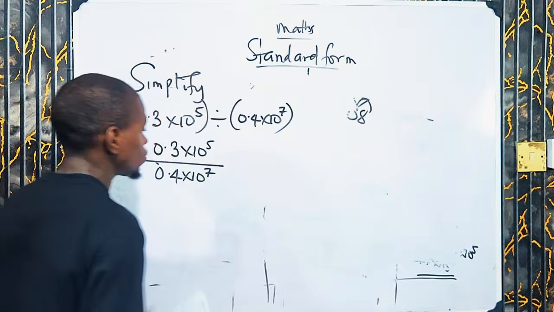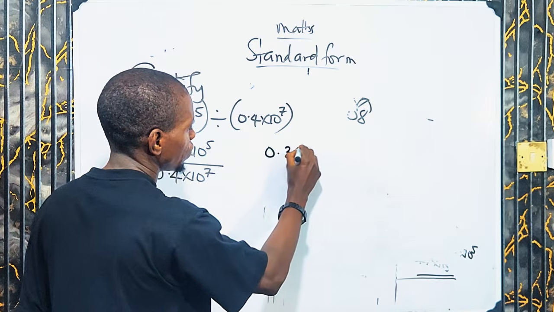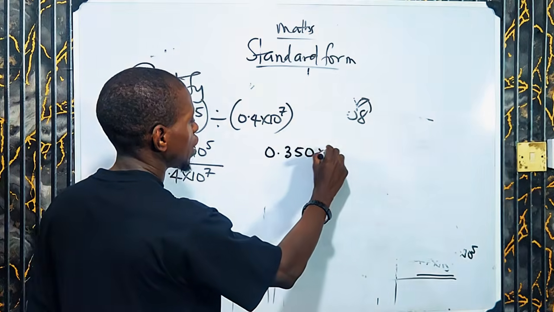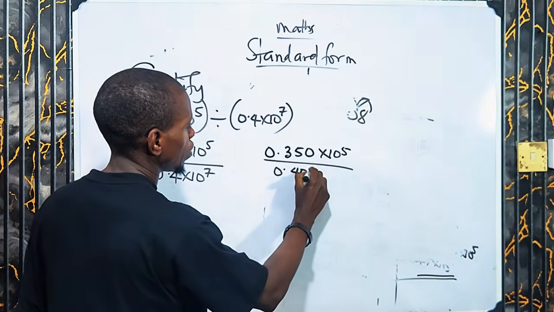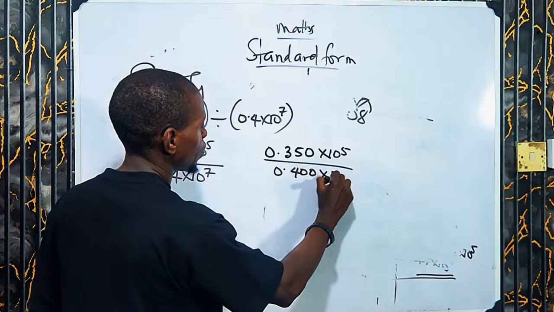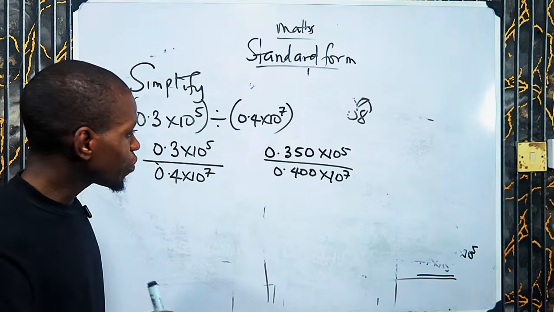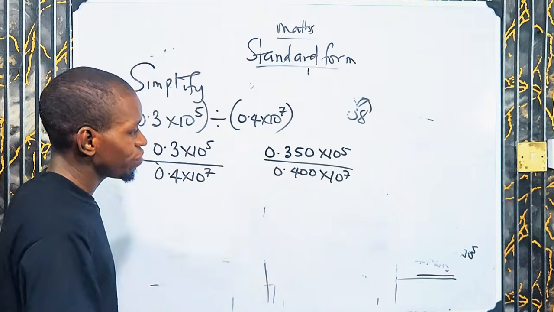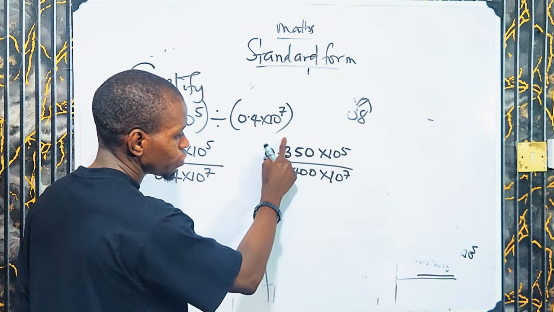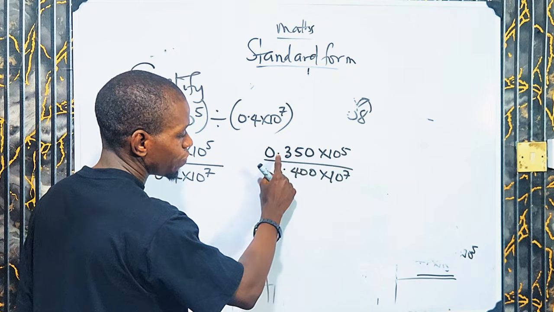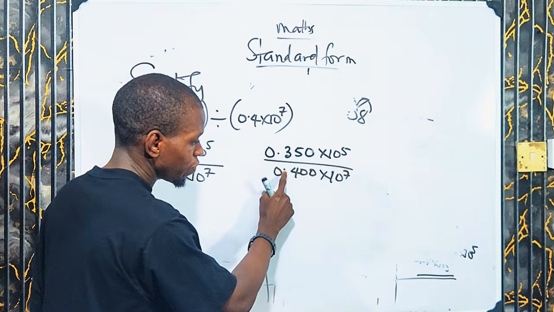Let me give you one more assumption before I continue with this. Assuming the equation comes up like 0.350, for instance, times 10 to the power 5, all over 0.4000 times 10 to the power 7. Assuming the question is like this, I want to show you something. Before you start solving, as I said before, you must move this point to the back. And whenever you're moving it from front to back, you know exactly what it's going to be. So likewise, you're going to move this point from front to back.